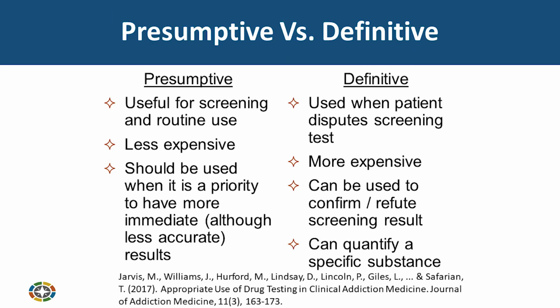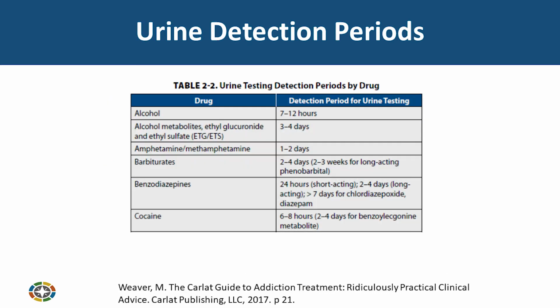So presumptive immunoassay screening is useful because it's routine and not that expensive. And it should be used when you want to have a priority, like a more immediate result, but the accuracy is less important. A definitive test is conducted when a patient disputes the screening, is expensive, can be used to confirm or refute the screening test, and can quantify a very specific substance.